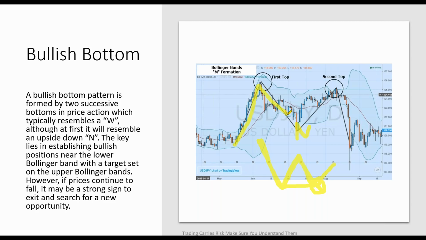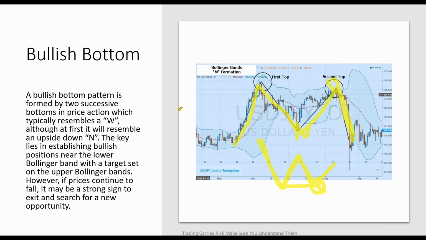1, 2, 3. This is the second top. This is when we can start using this to interpret it. And what this second top is telling you is that it's moved into a downtrend. So when you see this develop, you can start making some trading decisions.